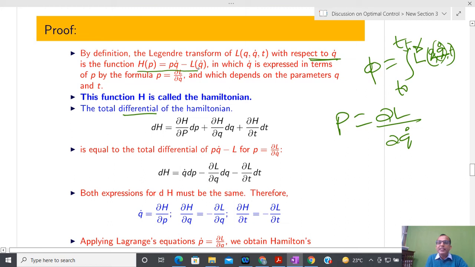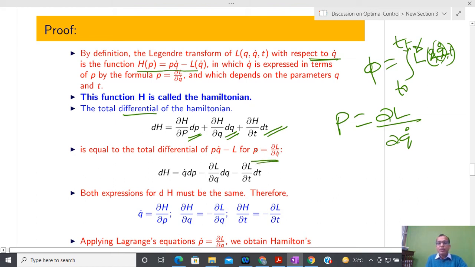but basically this L is not a function of q dot and t, and due to that reason dou h by dou p, the variation with respect to p, comes into picture, dou h by dou q, the variation with respect to q, comes into picture, and dou h by dou t, the variation with respect to t, comes into picture. Okay, and from here we know that whenever I have this kind of function, then the total differential of pq minus L, for p equal to dou L by dou q dot.